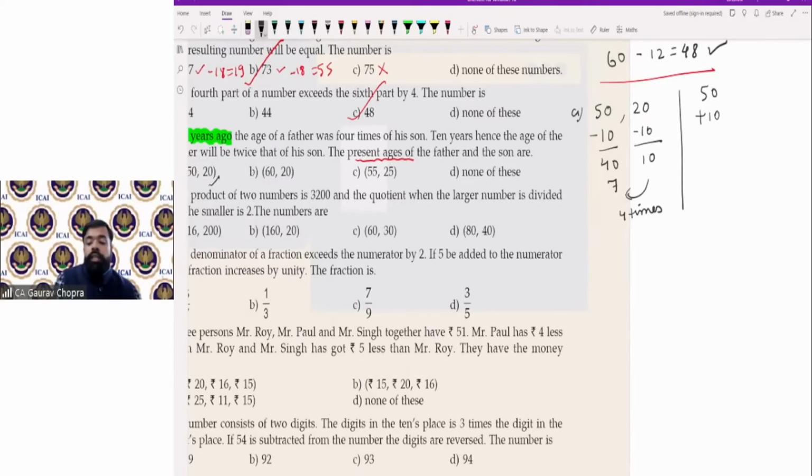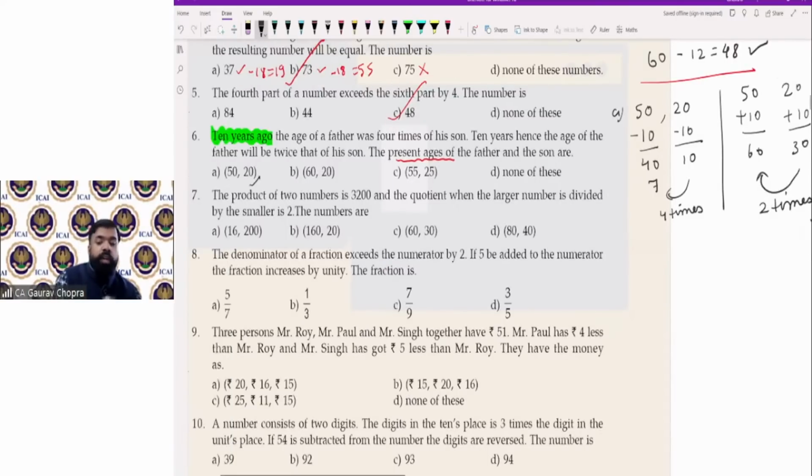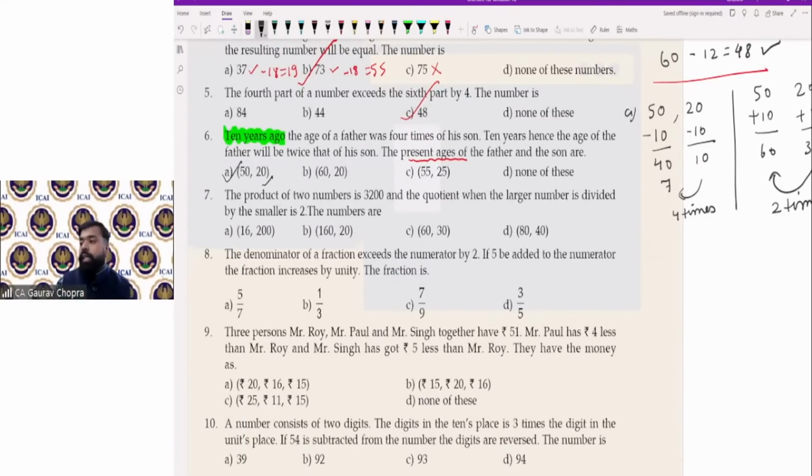$50 plus 10 is 60 and 20 plus 10 is 30. Now it is twice, 2 times. Therefore, this relation is true. So the second condition is also verified. So option number A is the correct answer.